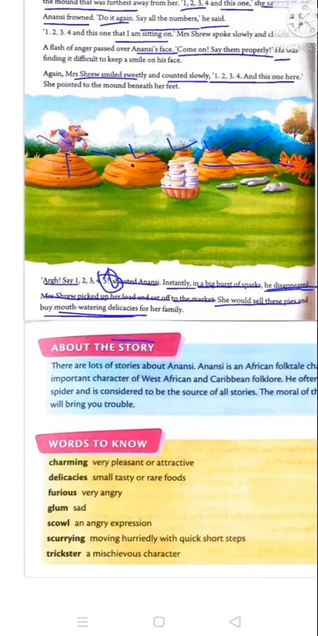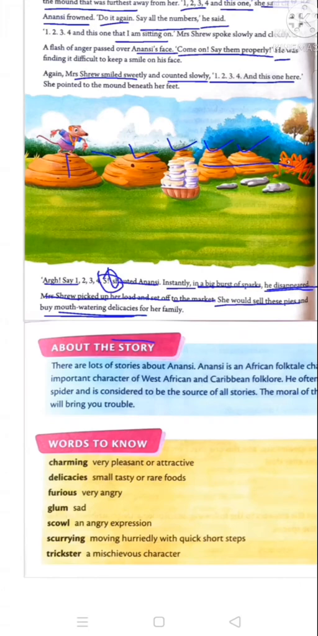Now let us know about this story. There are lots of stories about Anansi. Anansi is an African folktale character. He is also an important character of West African and Caribbean folklore. He often takes the shape of a spider and is considered to be the source of all stories. The moral of the story is that greed will bring you trouble. So here, moral of the story, as I have discussed, if you are greedy, then it will bring you trouble. Let us go through the words to know.